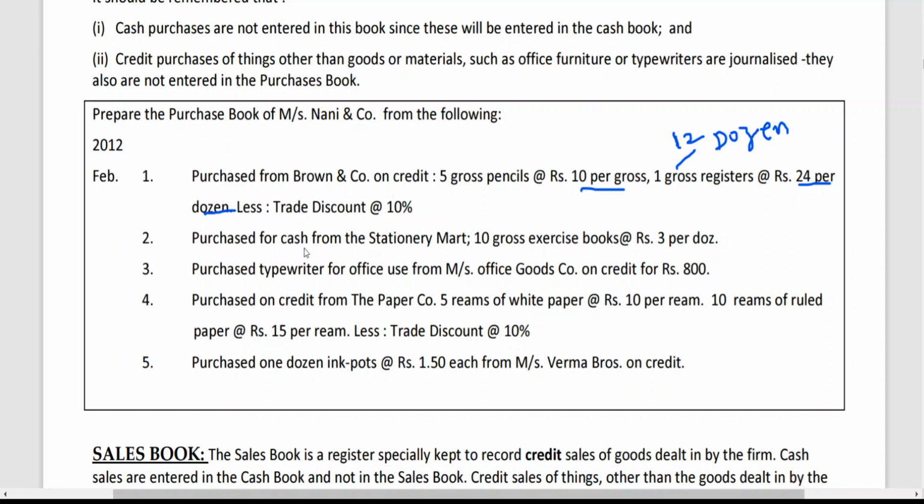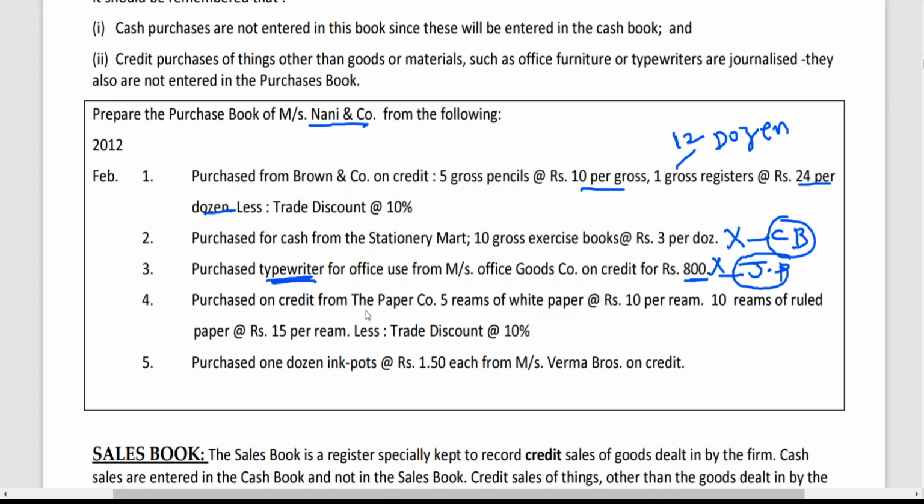Then purchase for cash from stationery mart. I think this is a stationery dealer, but this is not to be taken, the reason being it is a cash purchase. Purchase typewriter for office use from Mrs. Office Goods and Co. on credit 800 rupees. A typewriter is an asset. It will be taken to where? General proper. I have told you in the last class. It will be taken to cash book? No, so this also will not appear here. It will be taken to general proper.